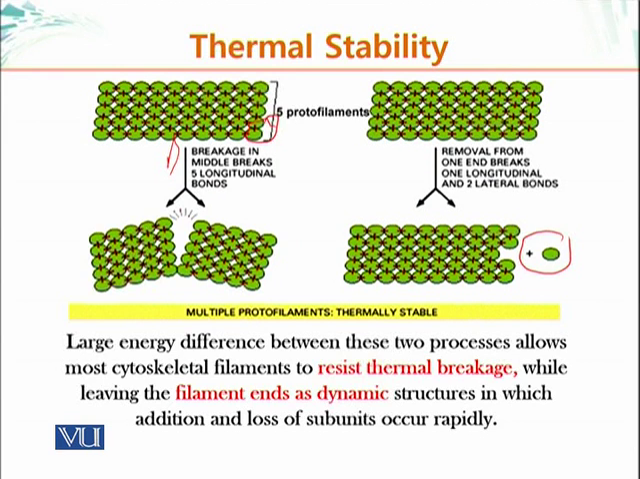However, this type of arrangement allows these filaments, these structures, to still be flexible, because it is easy to remove monomers from the tip. So you have a stable structure, but yet it is dynamic, meaning that it can be reorganized, it can be broken into smaller parts from the tip, and they can assemble at a different location.